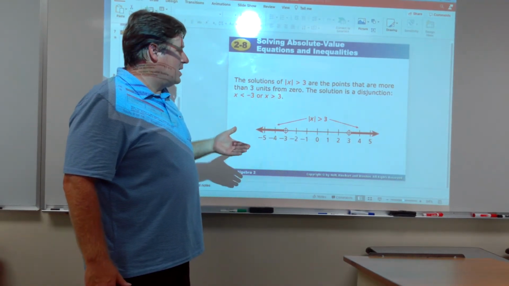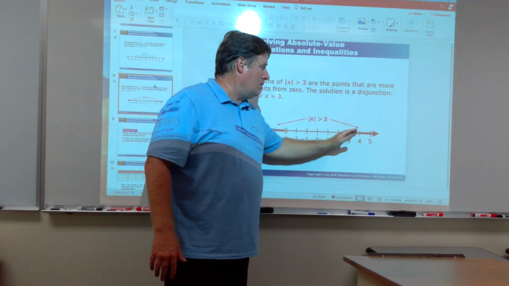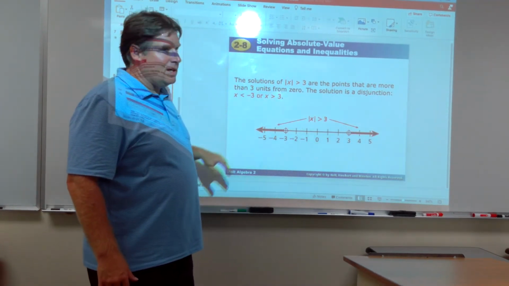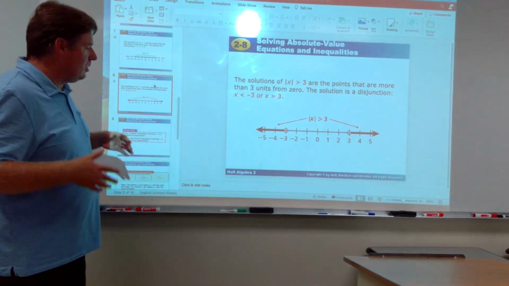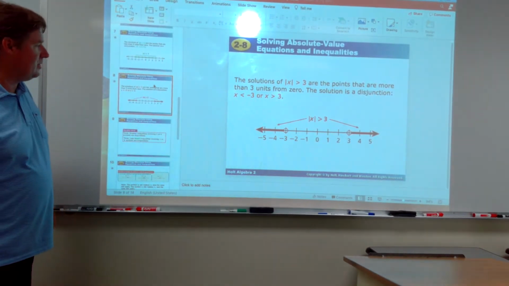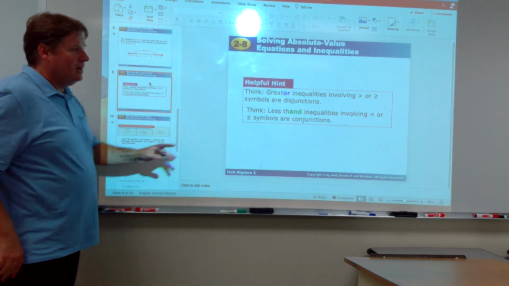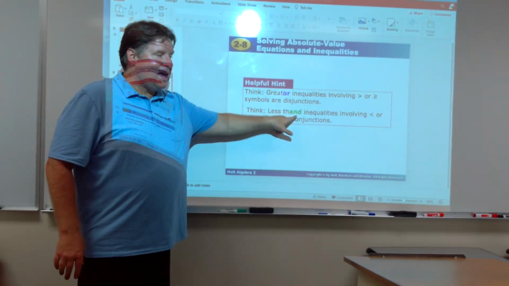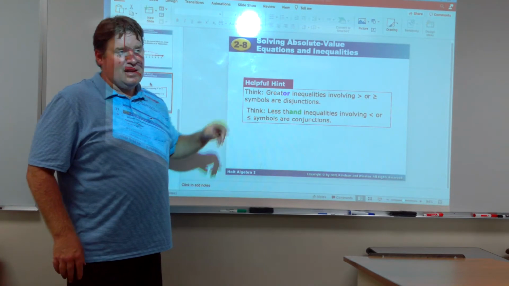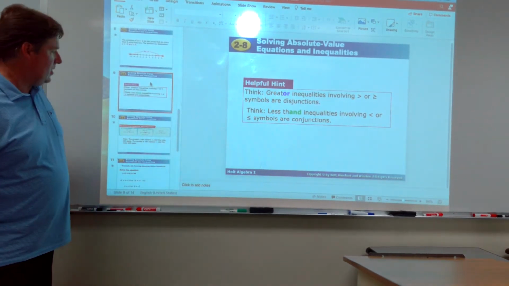If the absolute value of x is greater than 3, that means x is greater than 3 or it's less than -3. And that kind of gets us into, okay, so how do you solve absolute values? And again, a key way of remembering this is think greater is or. Less than is and. So, all right, let's go ahead and solve. I'll show you what to do.